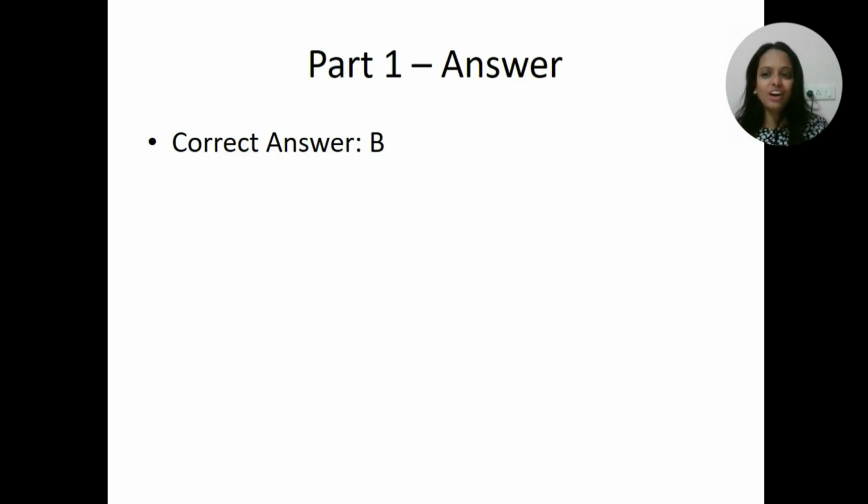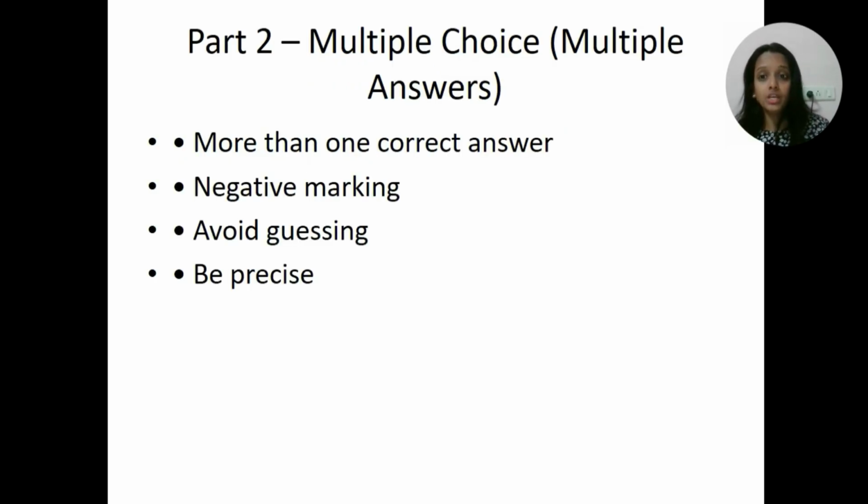Got it? Now let's move to part two, multiple choice, multiple answers. So this is where things get risky. Yes, because here more than one answer is correct and there is negative marking. So you need to be very careful. If you select wrong answers, then you lose marks. Now, this means one thing: you cannot guess. Your answer should be precise.